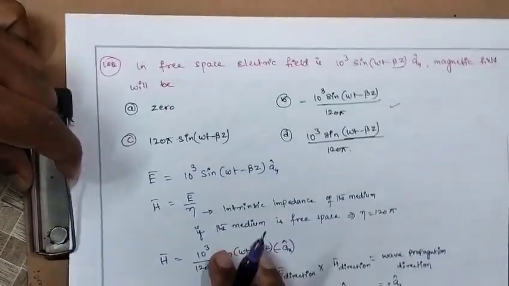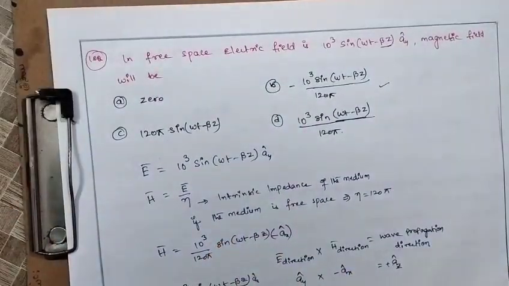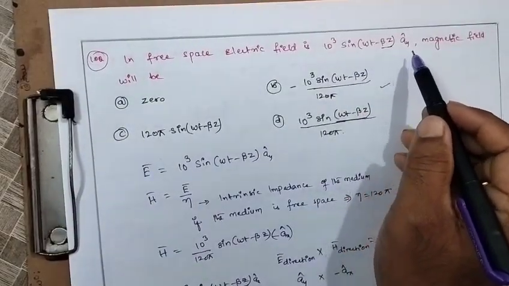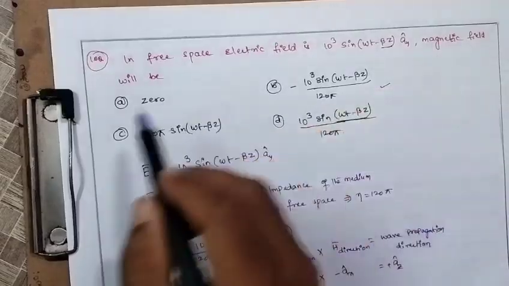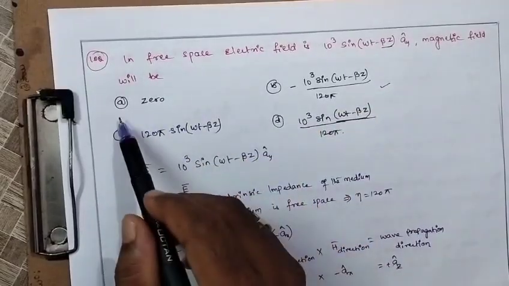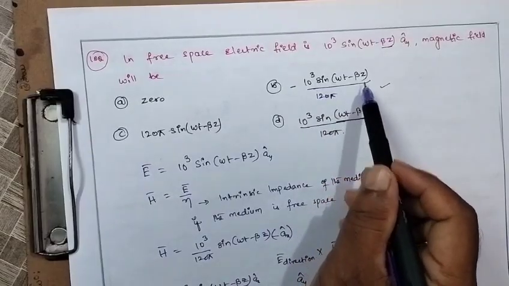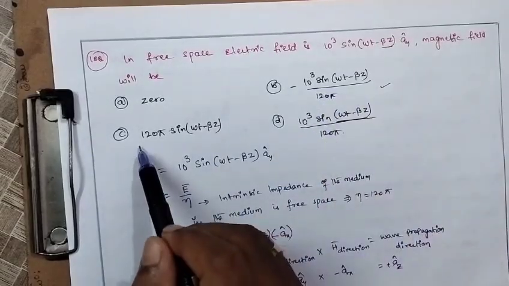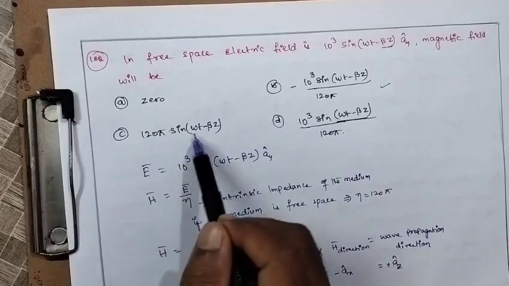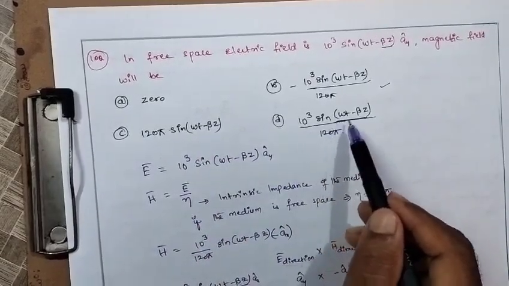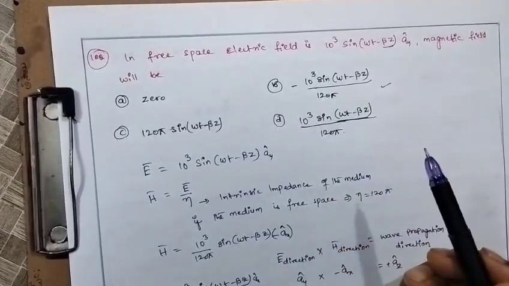So 10th question. In free space, the electric field is given as 10 to the power of 3 sin omega t minus beta z Ay. The magnetic field will be dash. Option A is 0. Option B is minus 10 to the power of 3 sin omega t minus beta z by 120 pi. Option C is 120 pi into sin omega t minus beta z. Option D is 10 to the power of 3 sin omega t minus beta z by 120 pi.